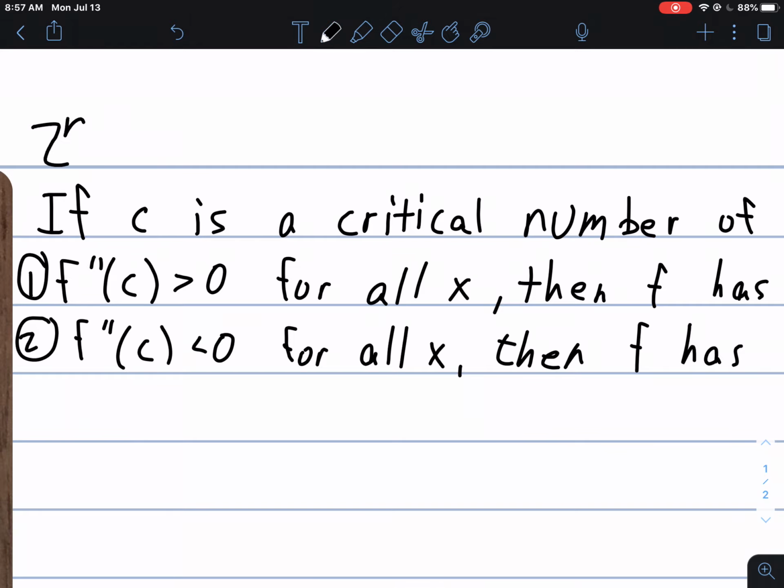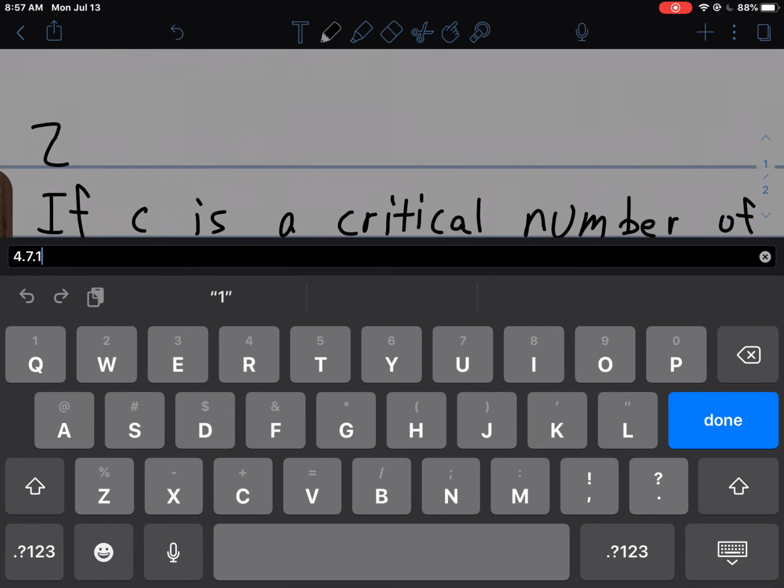The second derivative test for, oh, I know why it's doing that.